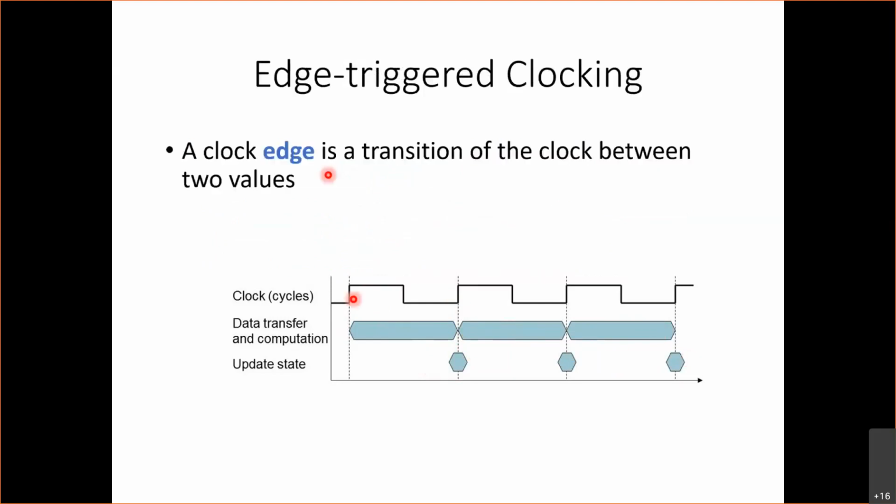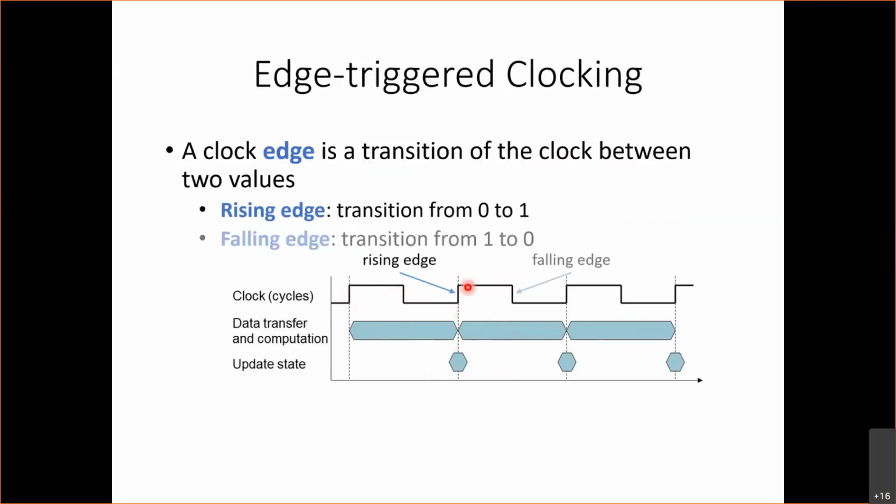We call this transition between two values of the clock a clock edge. So here this is a rising edge, here this is a falling edge, here this is a rising edge, here this is a falling edge. So the rising edge is where the transition happens from 0 to 1, and the falling edge is where the transition happens from 1 to 0.